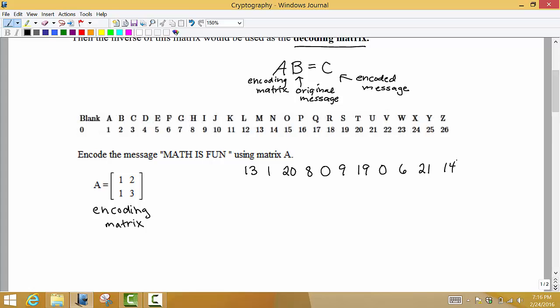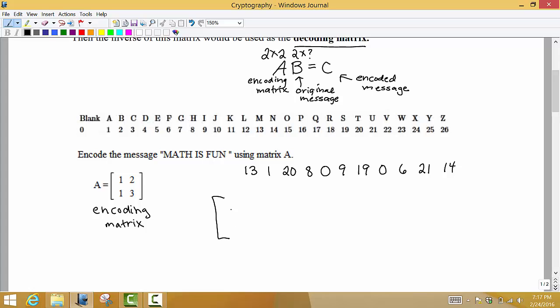So one thing that we want to think about here is the size of our matrix. The encoding matrix is a 2 by 2. In order to multiply B on the right side, we know that the two middle numbers have to match. So it has to be a 2-row matrix. It has to have 2 rows, and we don't know how many columns. Okay, but we know it has to have 2 rows.